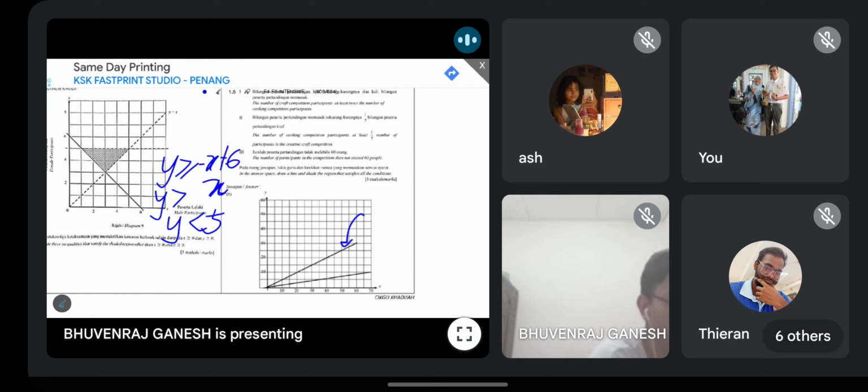Let me check and see. I think the craft is X. This one is craft. This one is cooking. Craft is X, cooking is Y. So now you try to see.